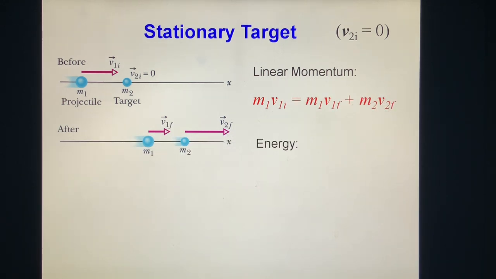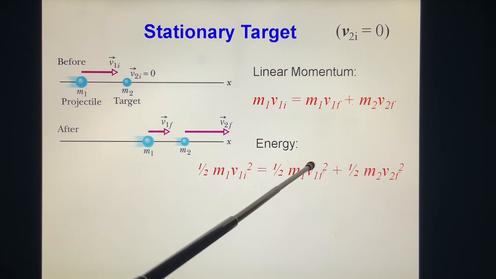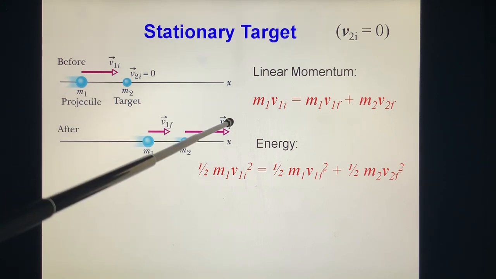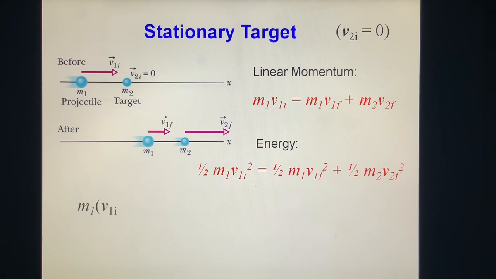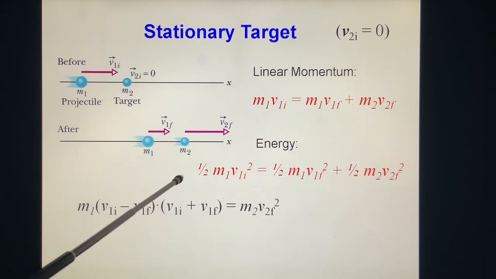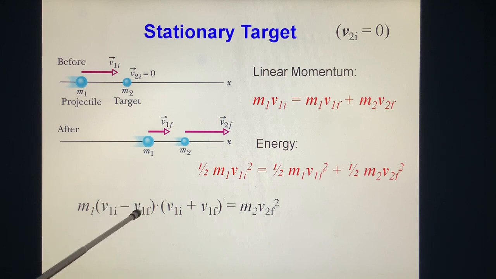And we have energy conservation. Before hitting, it is half m1 v1i squared, equal to, after that, both have kinetic energy: half m1 v1f squared plus half m2 v2f squared. Now, from these two equations, we can find v1f and v2f. It's very easy. Now, we move this one over, and the halves cancel out. We take out m1: m1 times (v1i squared minus v1f squared), which becomes (v1i minus v1f) multiplied by (v1i plus v1f), equals m2 v2f squared.